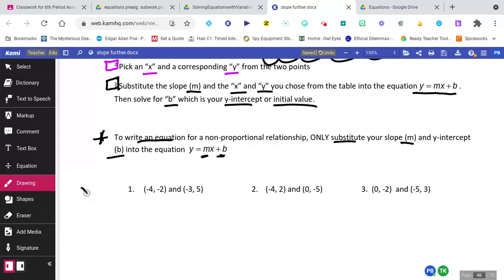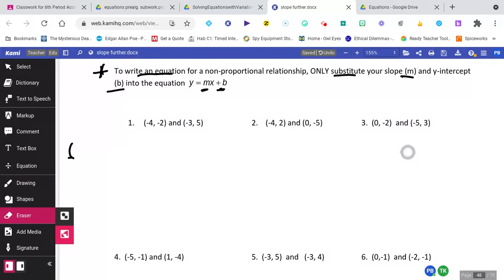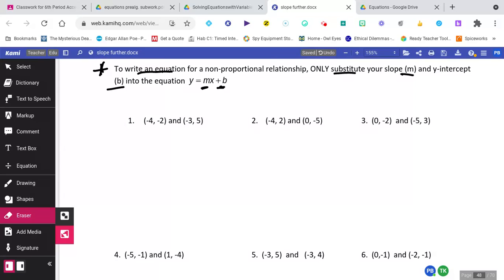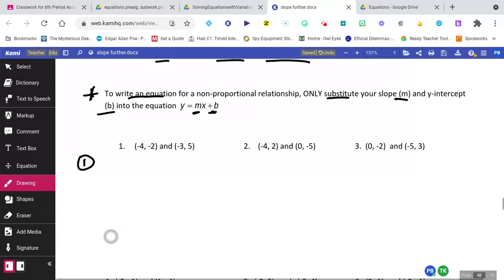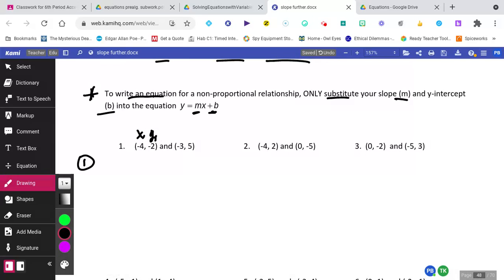So you all are used to having a table of values that look like this. And you would just do the change of y over the change of x. But instead of it being written in table form, it's just written as 2 points. But again, I'll be honest, you do it the same way. So what I'm going to do is find the slope using the slope formula. So this is x sub 1 and y sub 1. And this is x sub 2 and y sub 2.